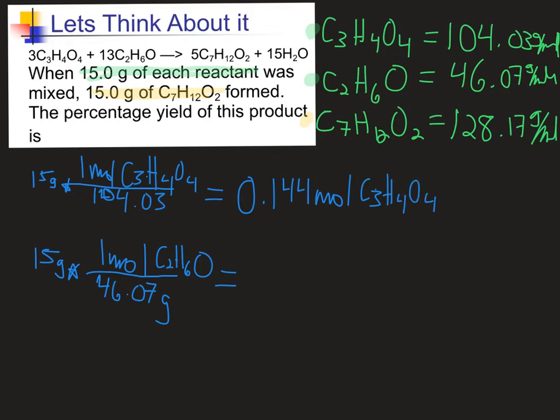C3H4O4. And then I'm going to need to do 15 divided by 46.07 to see that I have 0.326, and I'm going to round that to 3 significant digits, moles of C2H6O. Now I need to just figure out which one of these is my limiting reactant.